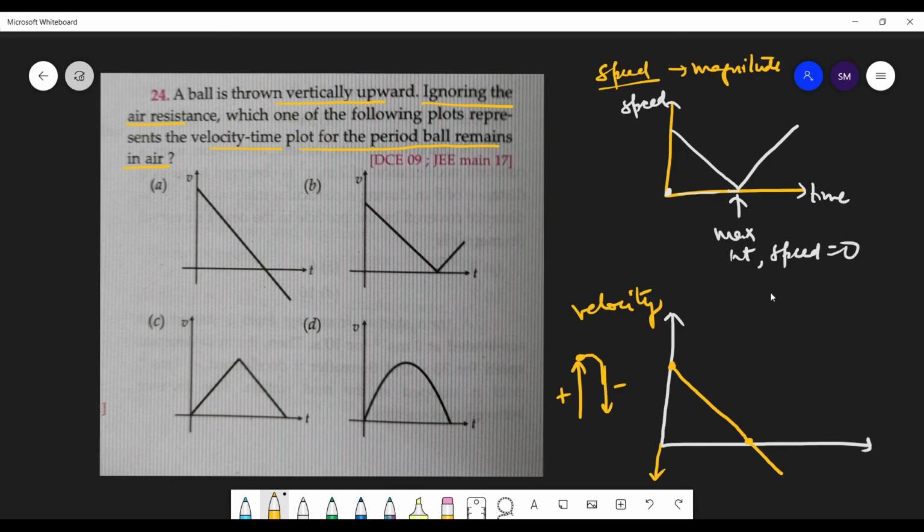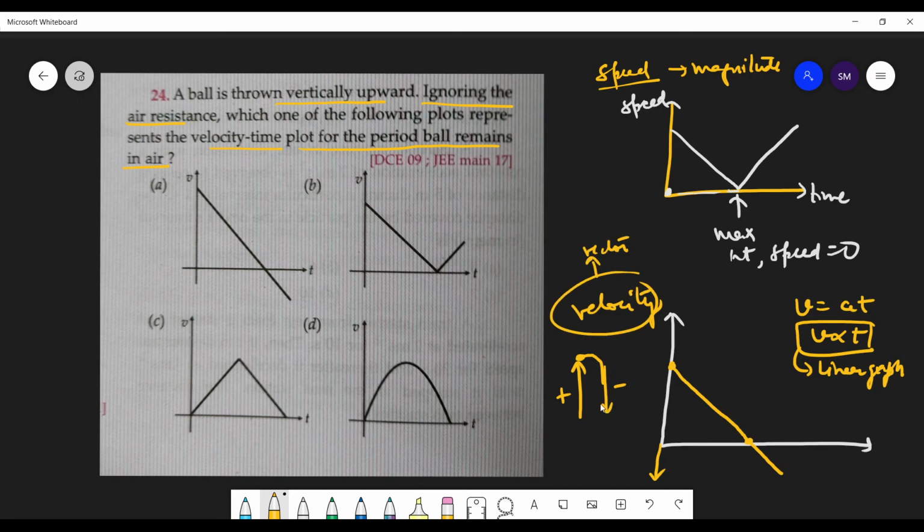And again, the relation is the same. Even if u is there or not, u is constant. That's again a into t. So v is directly proportional to t. And the second thing is, from this you will get a linear graph, first thing. Now the second thing is that here the velocity is a vector quantity. So if velocity is in positive direction it's positive, in negative direction it's negative. So that's why this graph is correct. Got it? Yes, sir.